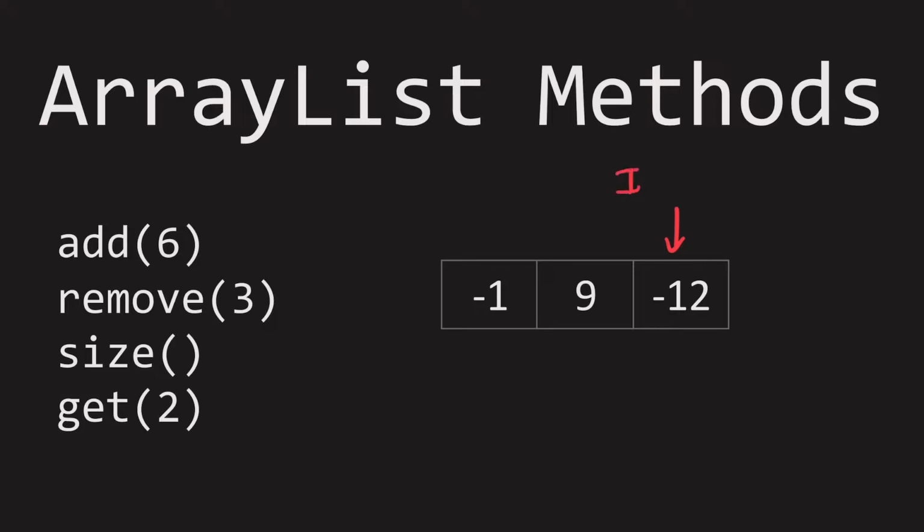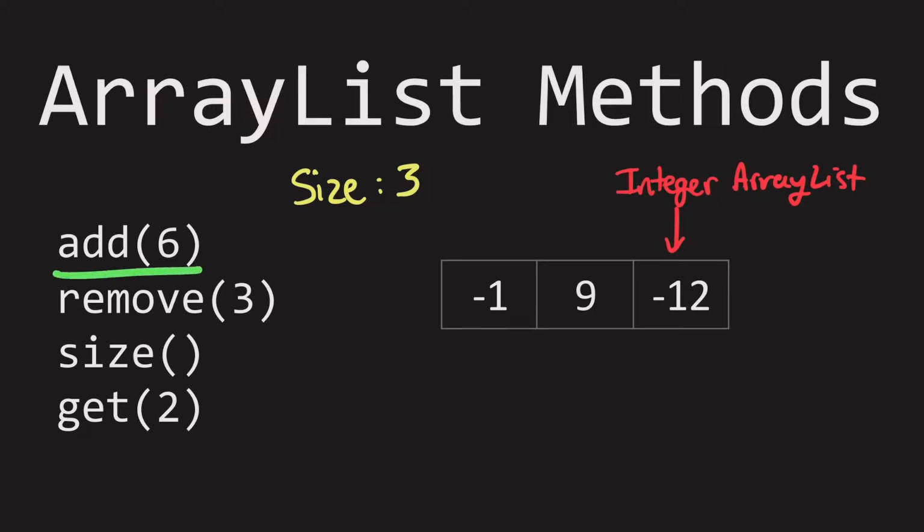Here's a visual representation of an integer array list. Notice how I said Integer and not int. That is because ArrayLists are a generic class and must use the wrapper class for integers. Calling the add method on this ArrayList places the 6 at the end of the list. Notice how the global variable size gets incremented.